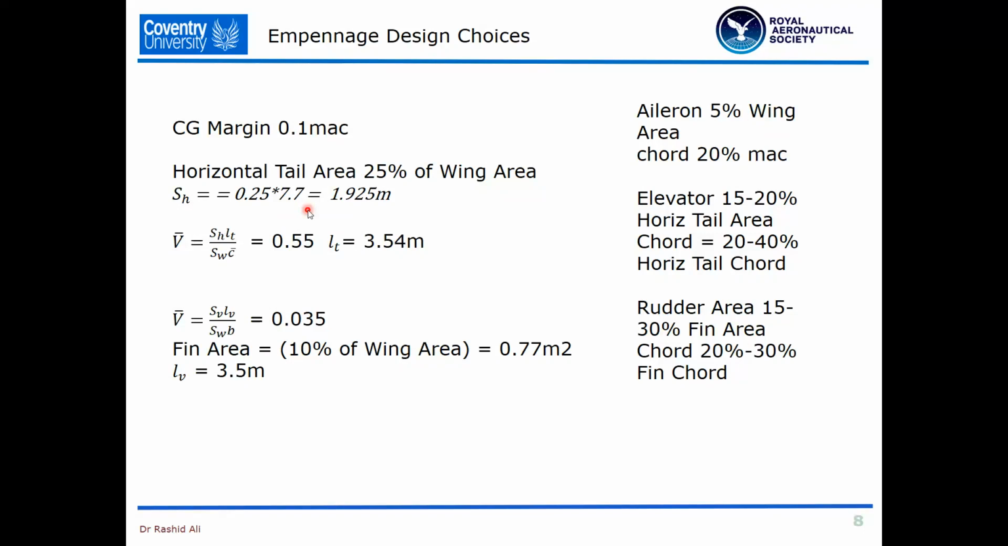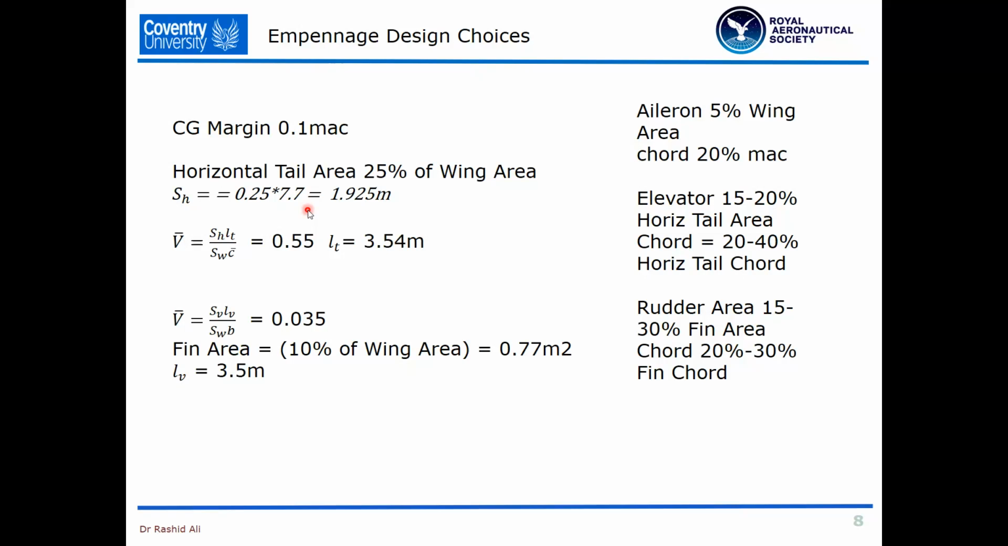The horizontal tail area, as an initial guess, needs to be anything between 25 to 30% of the main wing area. And that generally gives us fairly good results. The tail volume coefficient for small aircraft, particularly around the sort of 800 to 2,000 kilogram mark, is anything between 0.55 to 0.65 for the horizontal tail.